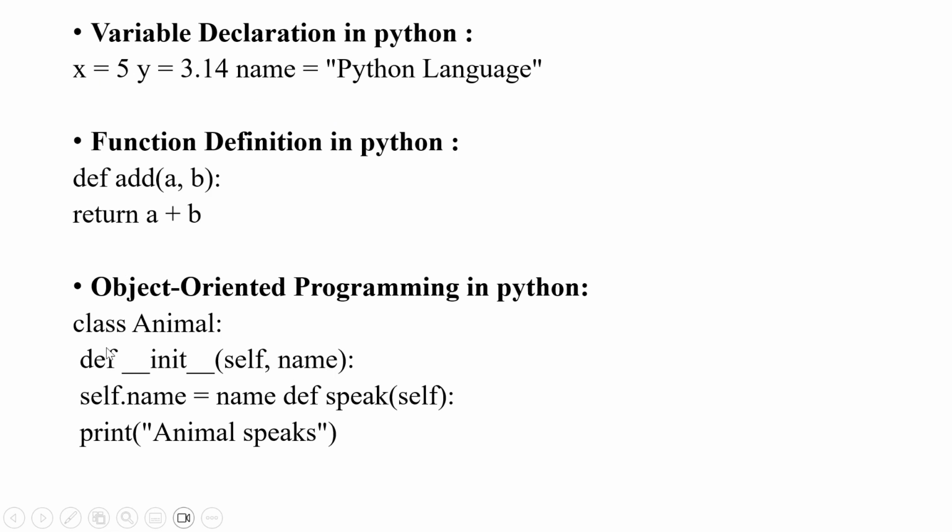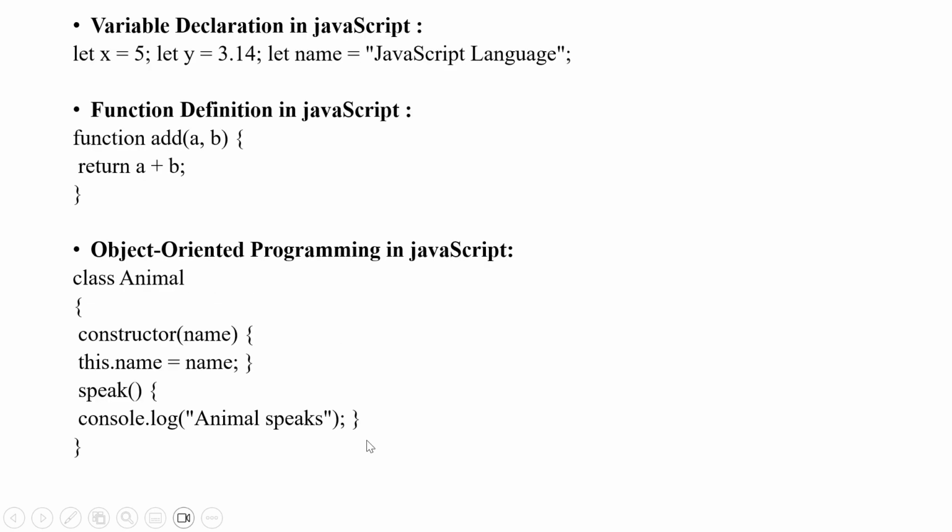The object-oriented program in Python is like class Animal, def __init__ self, name, self.name is equal to name, def speak self, and print animal speak. Variable declaration in JavaScript: we need to write let x is equal to 5, let y is equal to 3.14, and let name is equal to JavaScript. The function add is the same as in Python. For object-oriented programming in JavaScript, it is like class name.